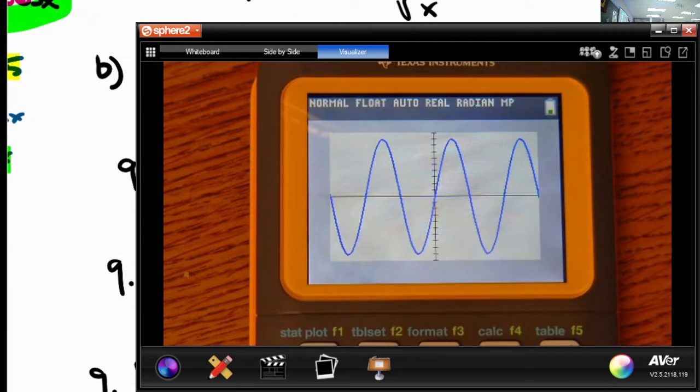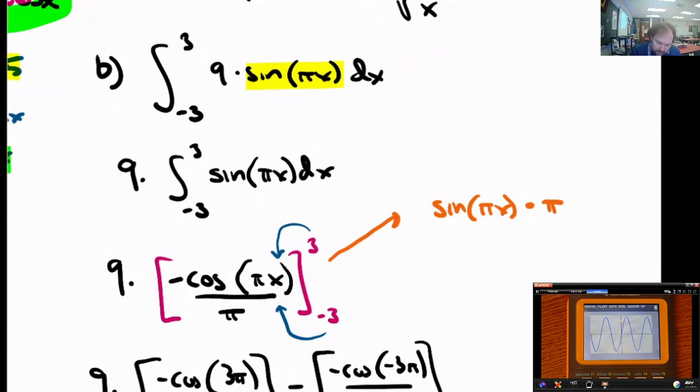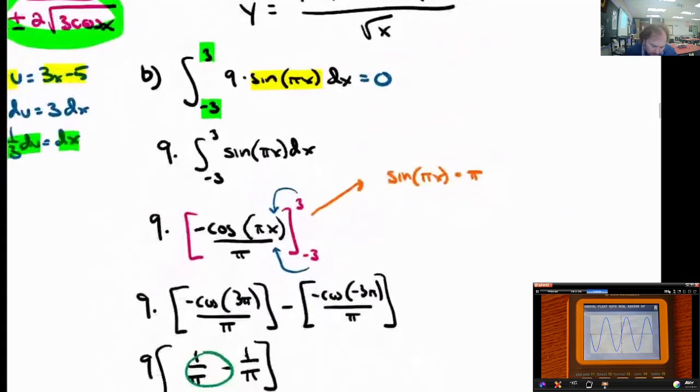So because sine is an even function, and you're doing an integral from a number to the positive version of that same number, this is going to be 0. I could have told you that at the top of the problem. So, whenever you have negative a to a of a sine function, it's going to be 0. So that's a lot of work for that problem, but anyway.